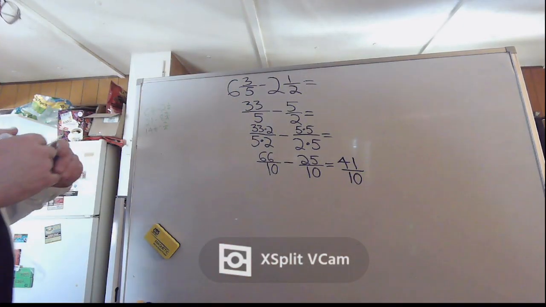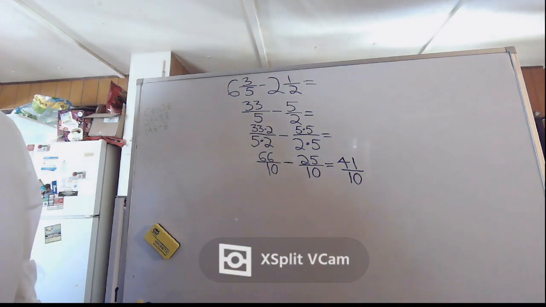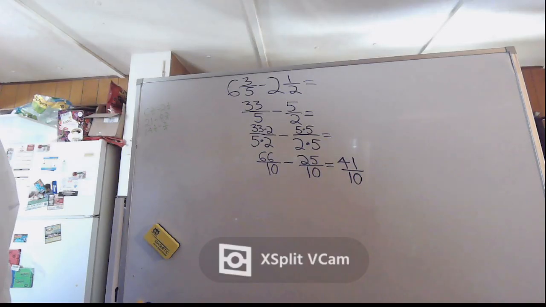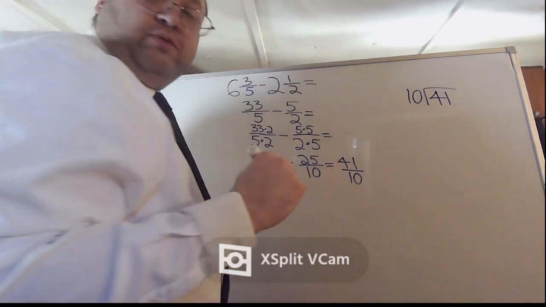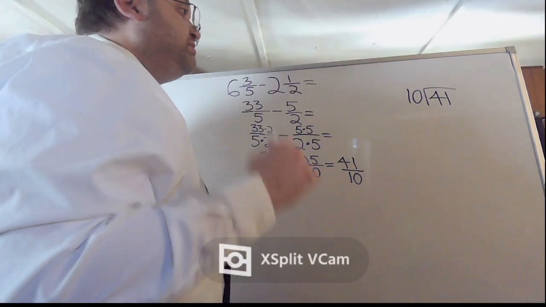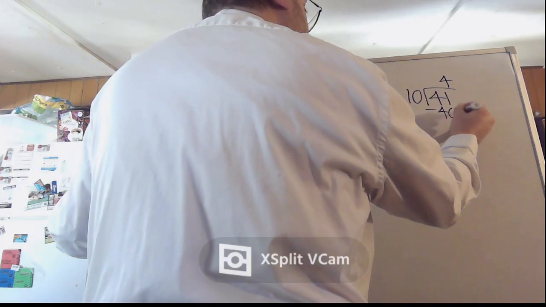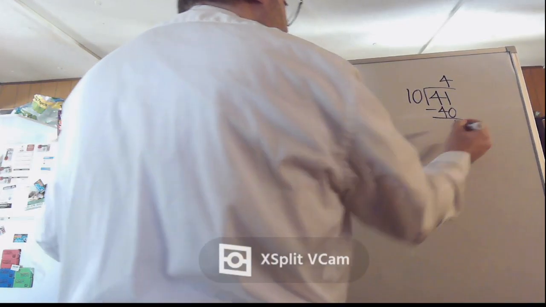But in order to get the acceptable answer format, we got to convert that improper fraction into a mixed number. So we'll work out that division here on the side. 41 divided by 10. So 10 goes into 41 about how many times? 4 times. So you have 4 times 10 is 40. And 41 minus 40, well, that's 1.